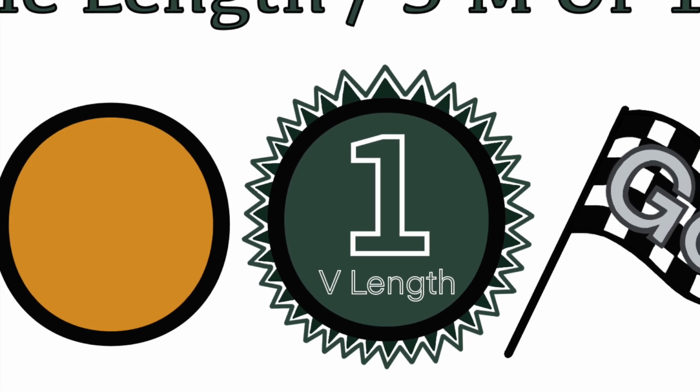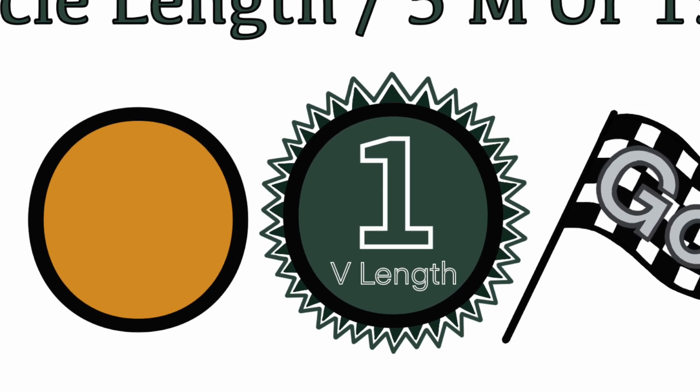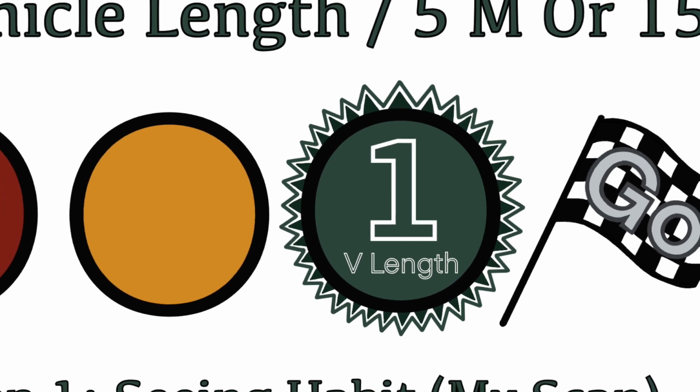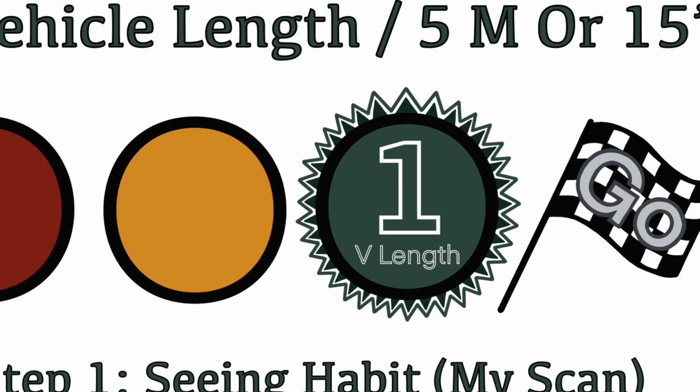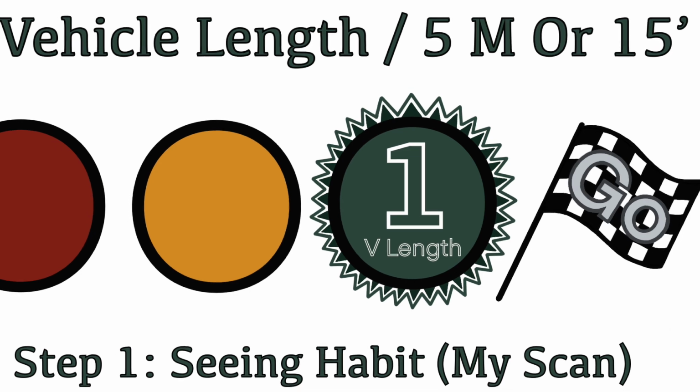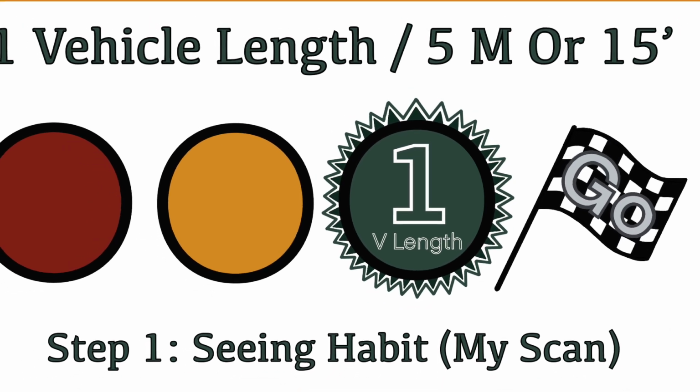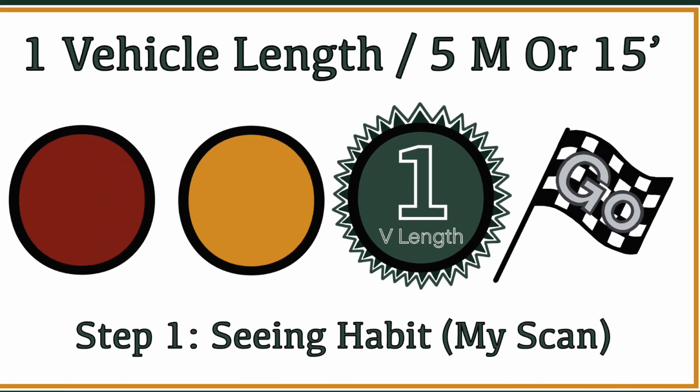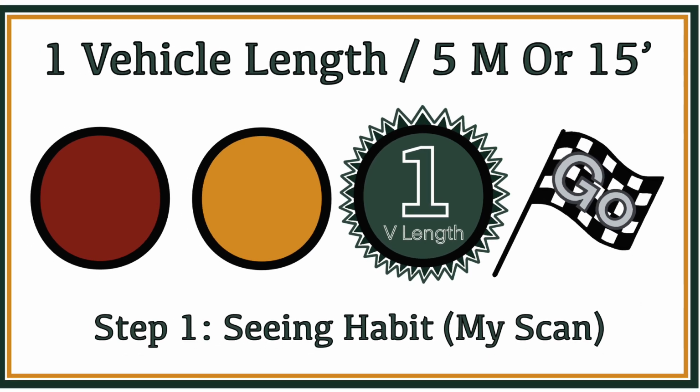Okay, I'm now at 1 vehicle length from the intersection, so at this distance, I kind of have a lot to do with only a short distance to do it in. I still need to take care of step 1, which is the seeing habit, my scan, but I also have things to do to set up for my turn.